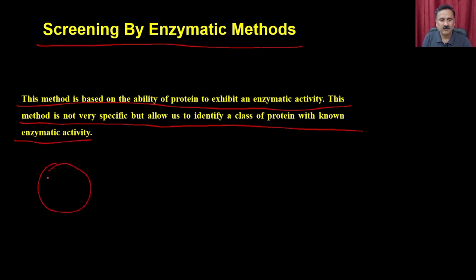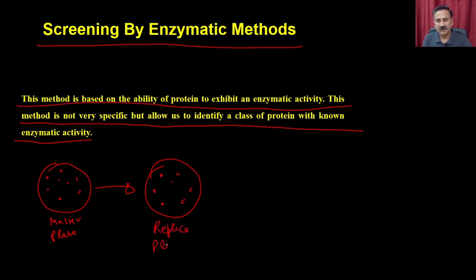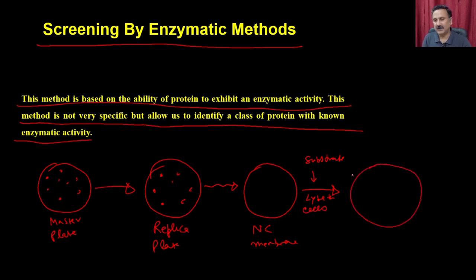What you are going to do is first prepare the master plate, right? So this is the master plate. From the master plate, you are going to prepare the replica plate. And this is going to be your replica plate. From the replica plate, you first transfer onto a nitrocellulose membrane. So you prepare that onto the NC membrane, and on this NC membrane, you add the substrate for your enzyme. You lyse the cells and add the substrate. Once you add the substrate, it is going to give you the signal. This signal on the replica plate you can compare to the master plate, and that's how you will say that this is the clone of my interest.